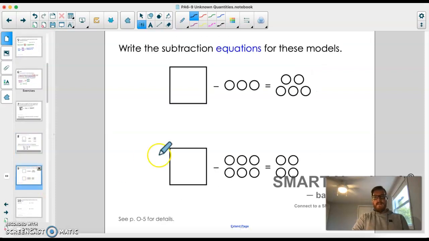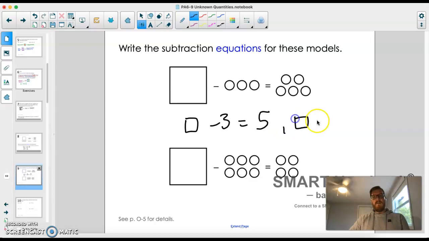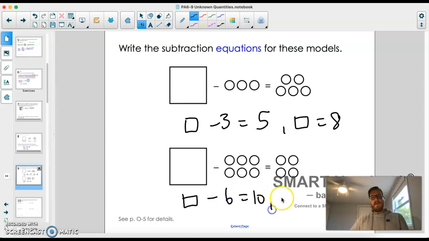So if you want to pause it for a second, you can work on number 4 and 5. There's a couple other problems here. We have an unknown minus 3 equals 5. And so my unknown is going to equal 8. We have an unknown minus 6 is going to equal 4. And my unknown is going to equal 10.